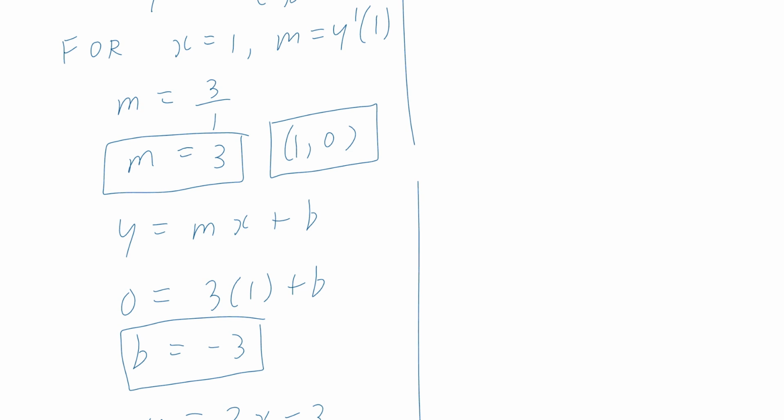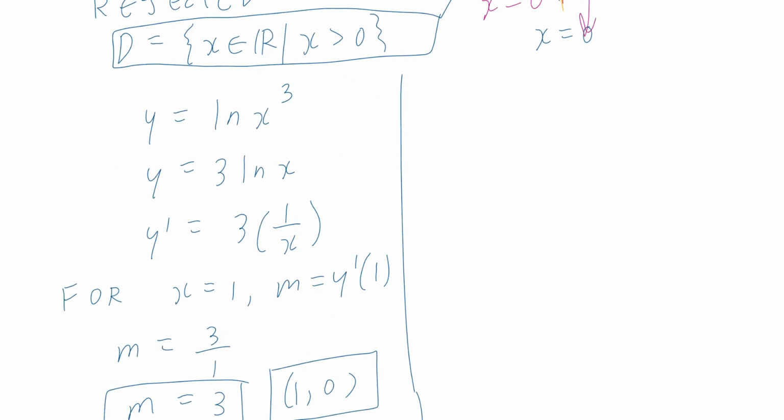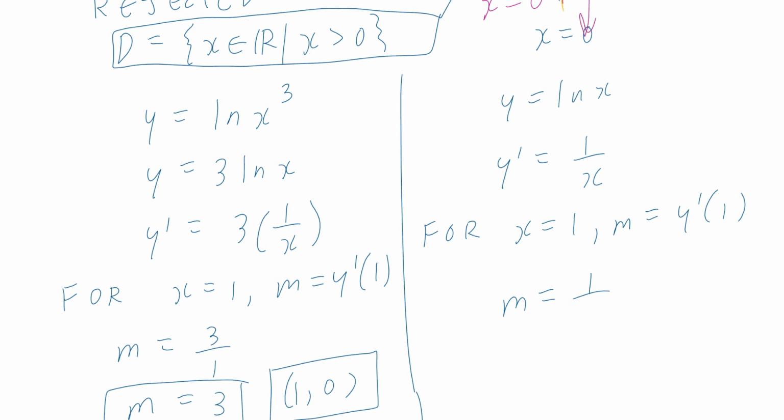Now likewise in the second column, same idea. I'm starting with y = ln x. When I find the derivative, that's going to be 1 divided by x. Again, since we know the POI x value is 1, for x = 1 the slope equals y prime of 1. So in this case, the slope is 1 divided by 1, which means m is going to be 1.